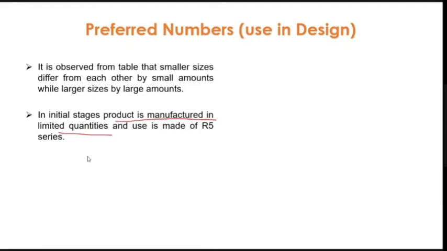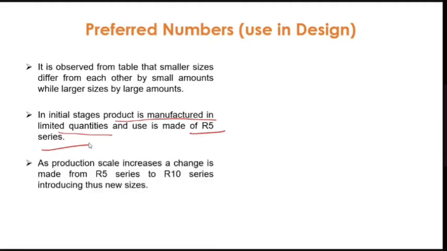The company has to observe whether the product will sell or not. So it will be manufactured using the R5 series. As I said, in the initial stage, if you want to manufacture limited quantities, you can go for the R5 series. And as the production scale increases, a change is made from, let us say, R5 to R10, and it will introduce a, see guys, try to understand.